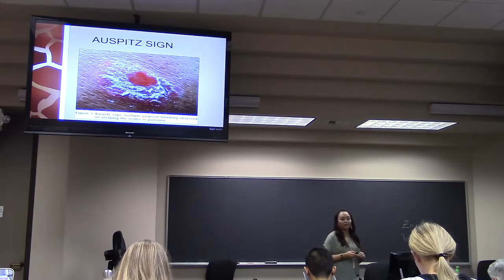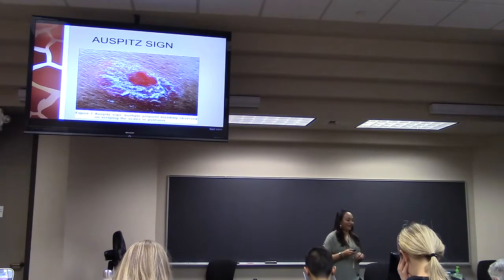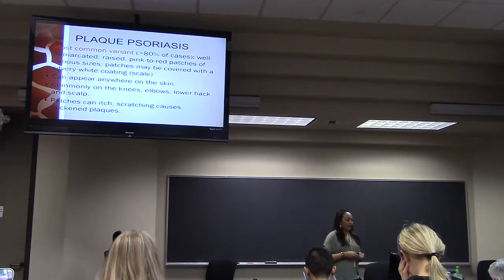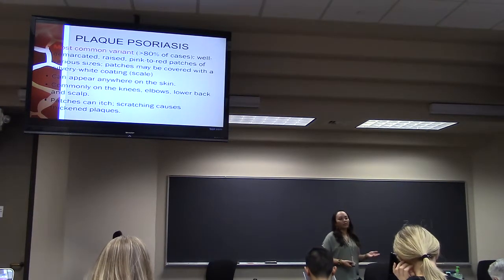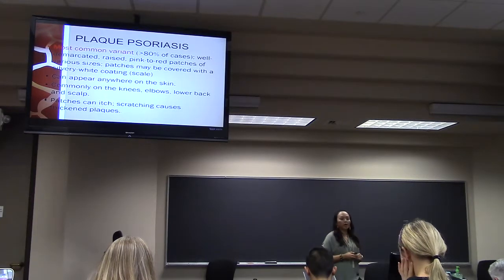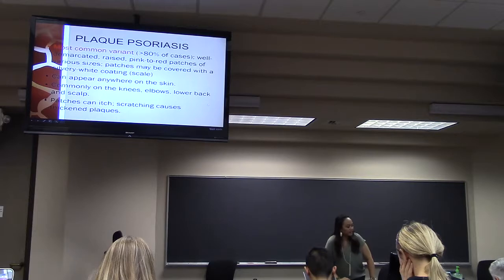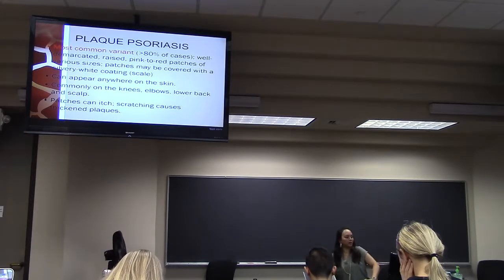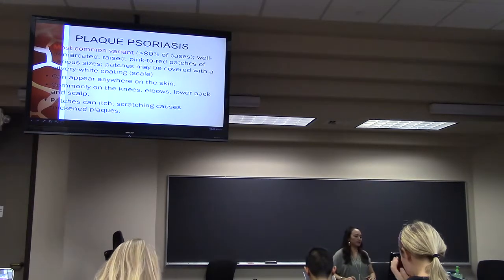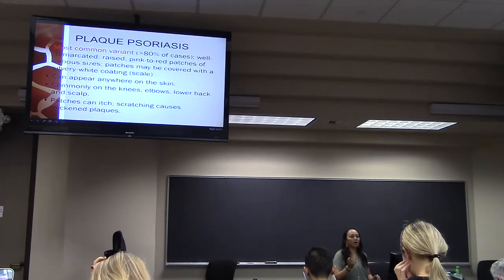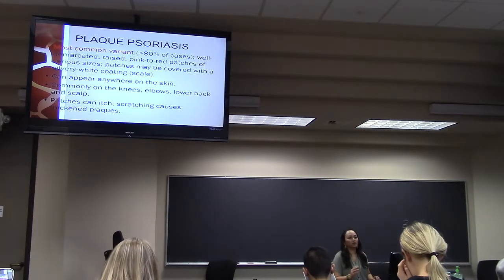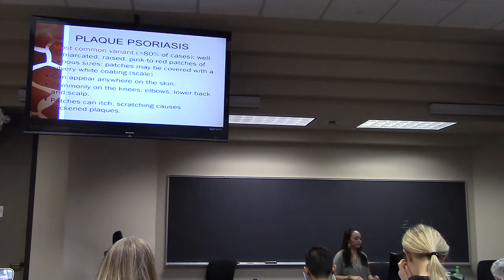Like you can get that with a scab too. But for test purposes, this was psoriasis. So now we'll go into the different types of psoriasis. Again, the most common one is plaque psoriasis, 80% of cases, and that's just another description of what plaque psoriasis is. Anywhere on the skin, commonly, and it itches. So when it itches, you scratch, thicken plaque.